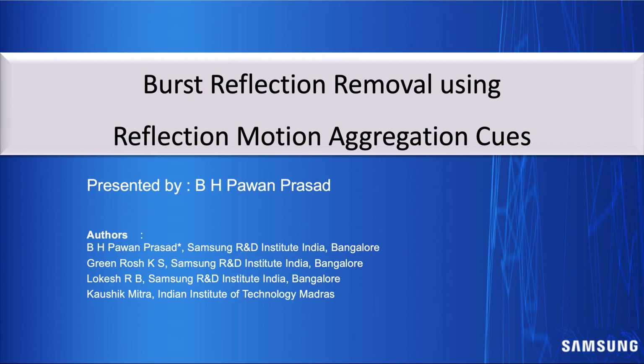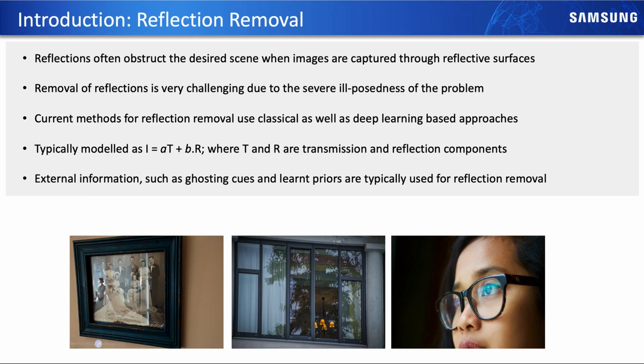The title of my presentation is Burst Reflection Removal using Reflection Motion Aggregation Cues. Reflections are common when you try to capture images through an obstruction such as glass. Removing such unwanted reflections turns out to be very challenging as it is severely ill-posed. The output image is typically modeled as a linear combination of two layers, namely the desirable transmission layer and the unwanted reflection layer. State-of-the-art methods use different types of cues such as ghosting cues, motion cues, etc. to make the problem more tractable.